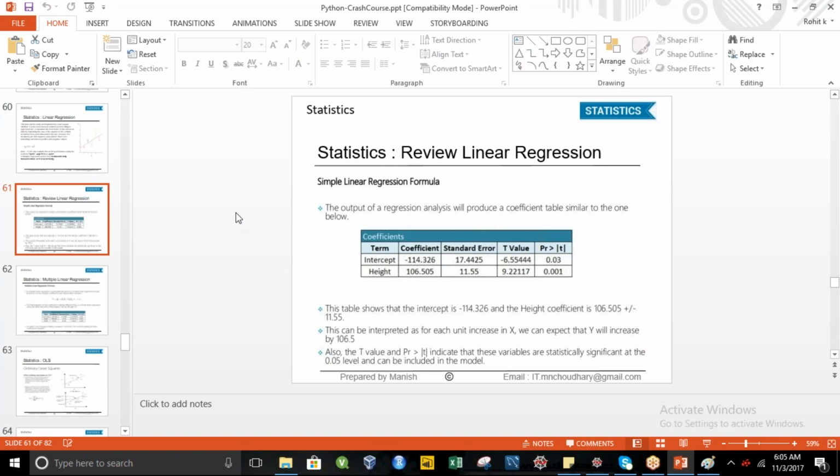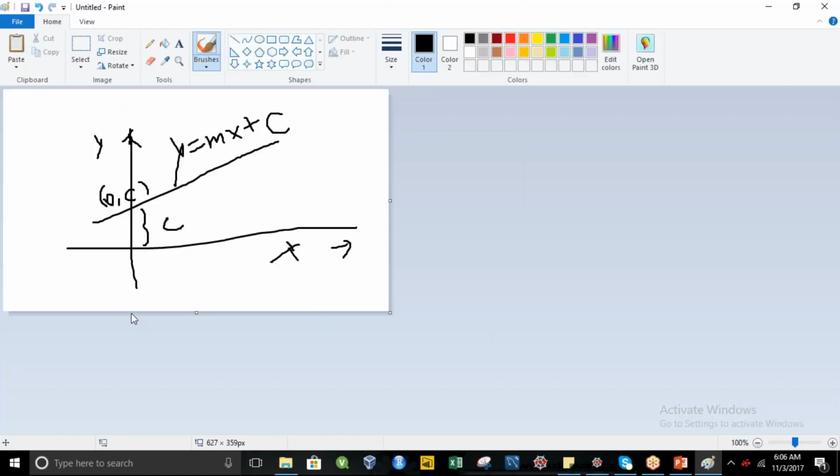For the intercept value, the coefficient: every value here has some coefficient. So the intercept value is minus 114.326. This data is just for one sample record, and it is not related to anything else. It is just a sample record, so we are trying to understand the meaning of these record values. The table shows that the intercept is minus 114.32, which means minus, so it will cut here.